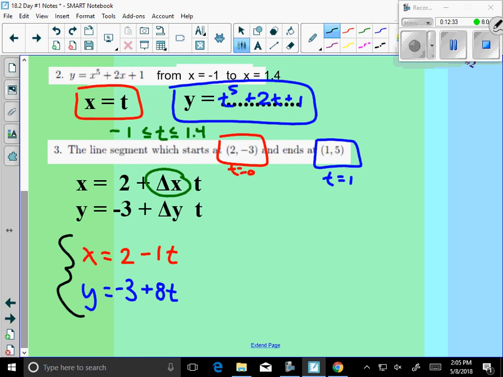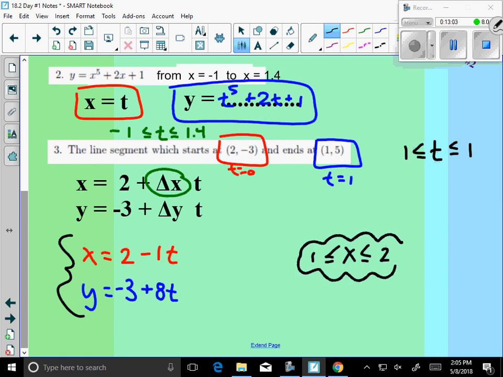Okay, what would be the parameters? Now that we know that t was between 0 and 1, what would x be between for our domain? What are our two values for x? 1 and 2, right? That's our domain. That's the domain of that directed line segment. It's almost so easy that you can overcomplicate it.